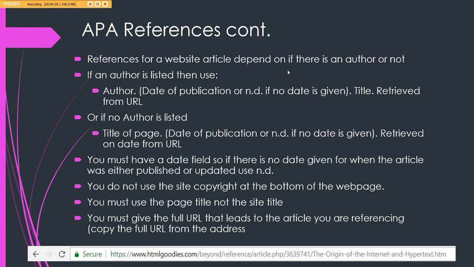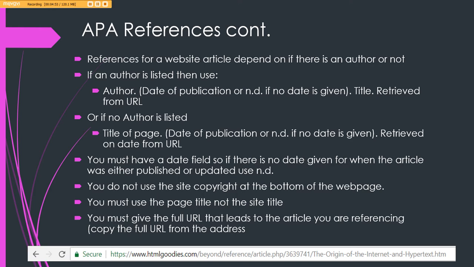References for the web article depend on whether there's an author or not. If there's an author, you list it with author, date, title, retrieved from URL. If no author, you list the title of the page, not the site title, but the page title. That's usually listed on the tab. Date of publication, or ND if no date is given. Retrieved on date and from the URL.